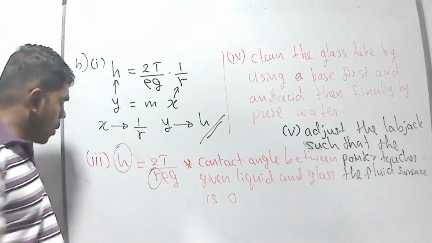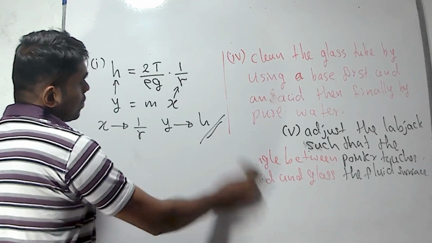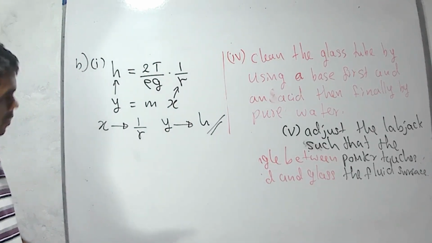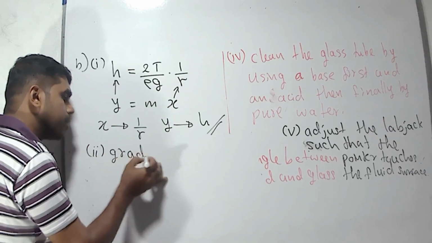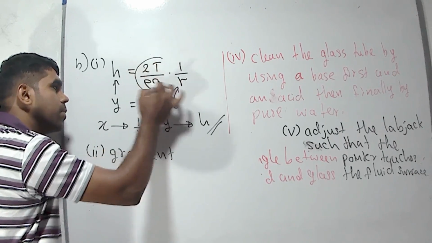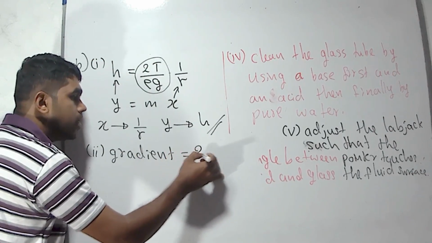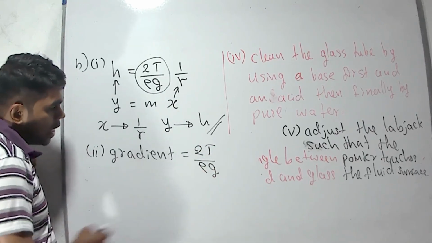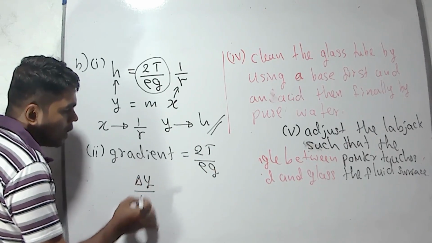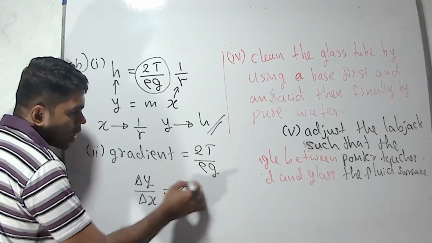Then part 2, determine the surface tension of water using the graph and state the answer with SI unit. Density of water is 1000 kilograms per cubic meter. We have to obtain the gradient of the graph. We know that gradient of the graph is equal to this term. Gradient equal 2t over rho g. When finding gradient, we have to get difference of y divided by difference of x for 2 points of the graph.